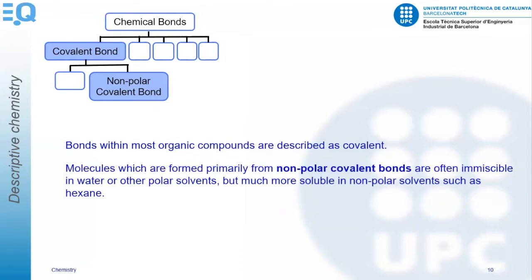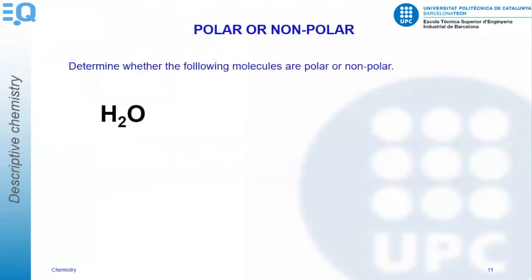Now, the molecules that are formed primarily by non-polar covalent bonds are often immiscible in water or other polar solvents, but they are very soluble in non-polar solvents, such as hexane or any other. Now, let's do a simple exercise. Let's determine if the following molecules are polar or non-polar.